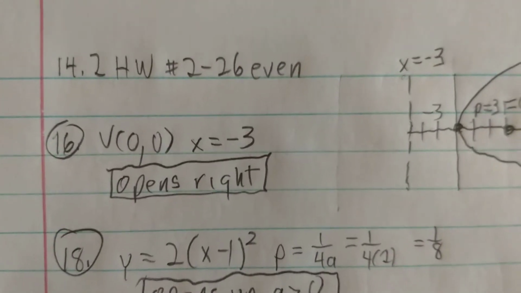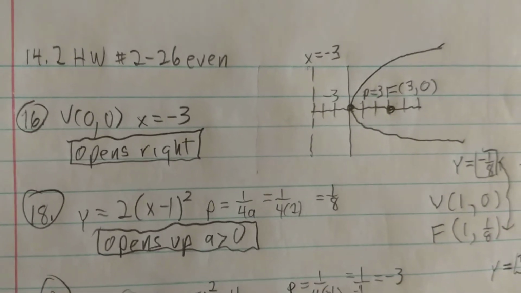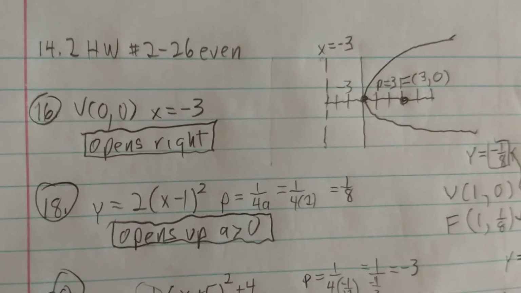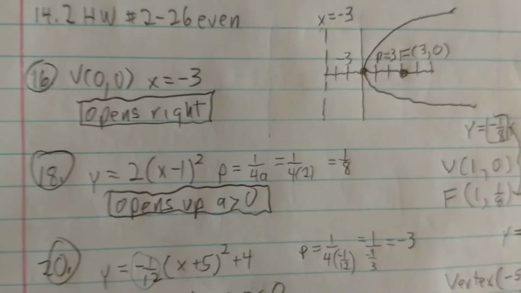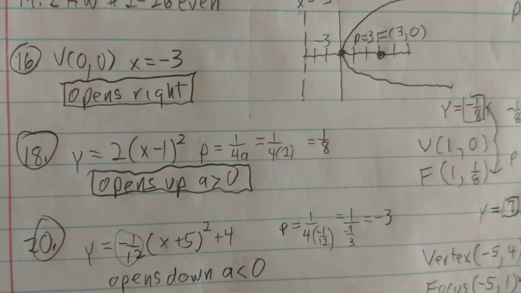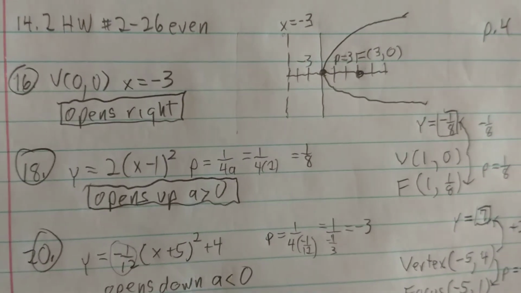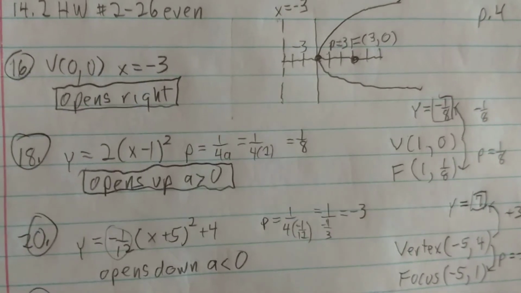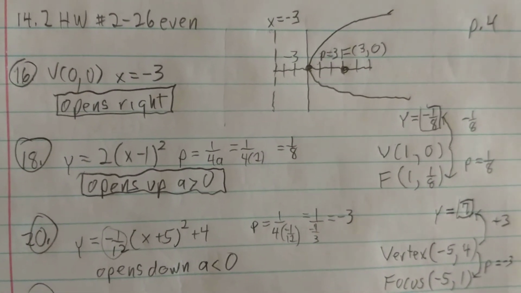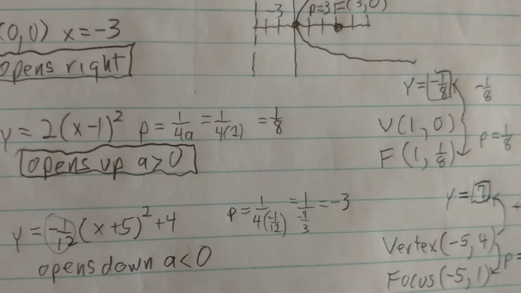On 16, we have a vertex at the origin again, but with x equals negative 3, then it's going to be opening to the right, because then the p will bring us up to the vertex at 0,0, which we knew to be the case, and it'll be 3 from the vertex to the focus at 3,0. So that's just a quick sketch, and that's all we need to do there.